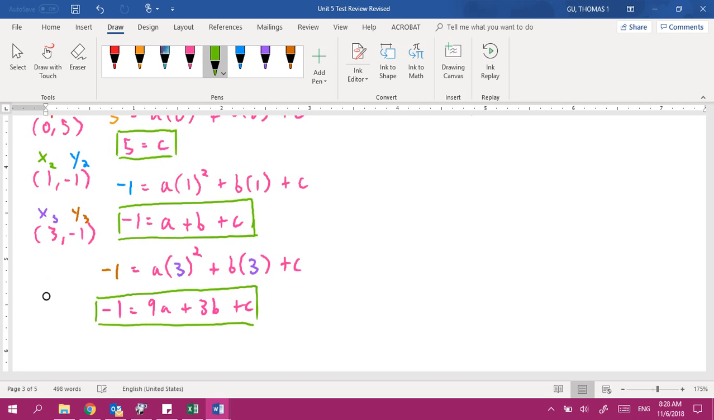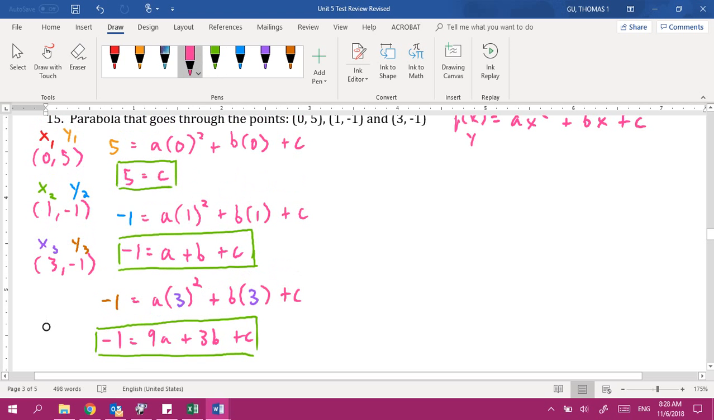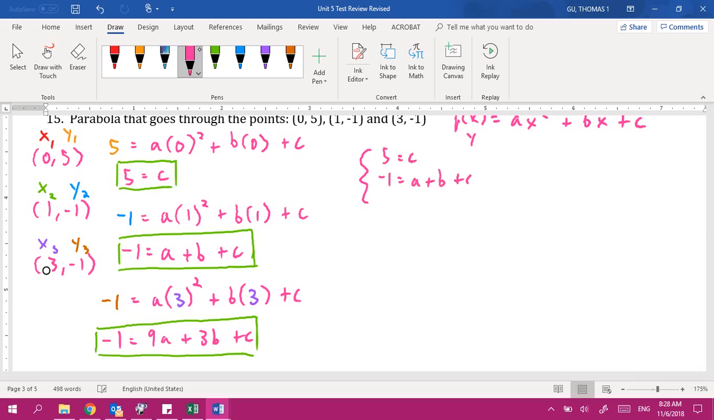So now with these 3 equations, I'm going to write that into the system right here. So it's going to be 5 equals c, -1 equals a plus b plus c, and -1 equals 9a plus 3b plus c. Now with these, you're always going to be able to use substitution, right? Because we can see that 5 equals c. We already know what c is. So that's one of my values right there.